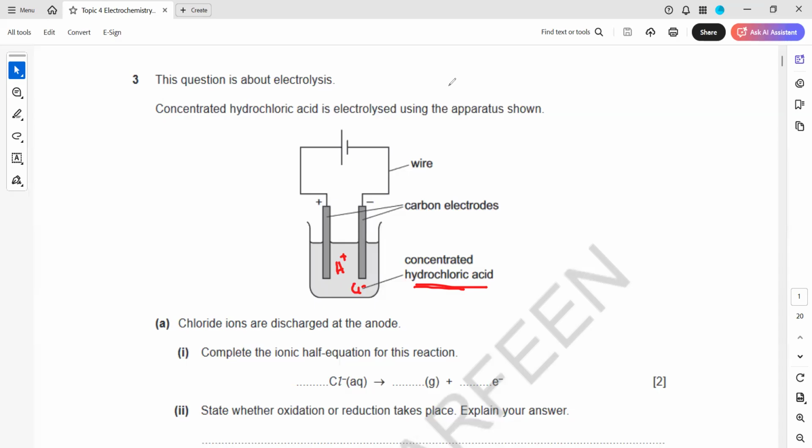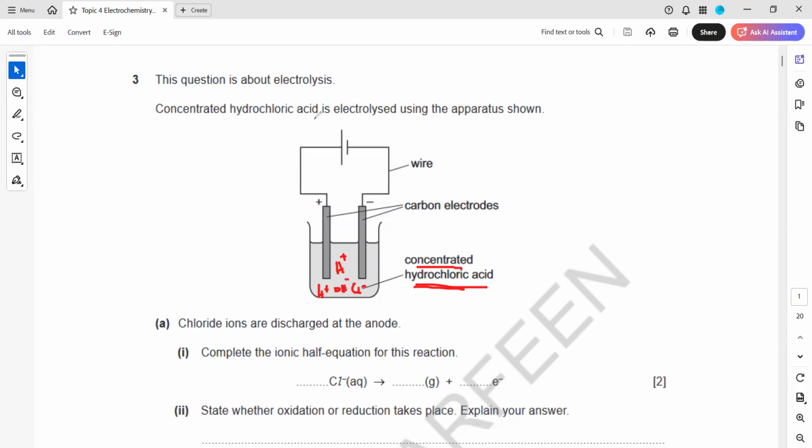I'm saying they haven't mentioned whether it is molten or aqueous. But they use the term concentrated. So when they use the term concentrated, because concentrated or dilute is always referred to an aqueous substance. So even though they did not mention it as aqueous, you will take this as aqueous. So what are the other ions present? It contains H plus ion and OH minus ion.